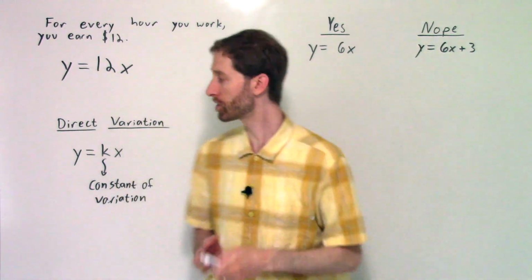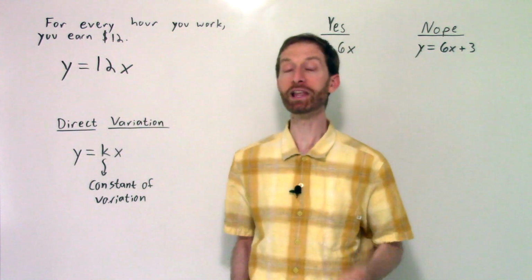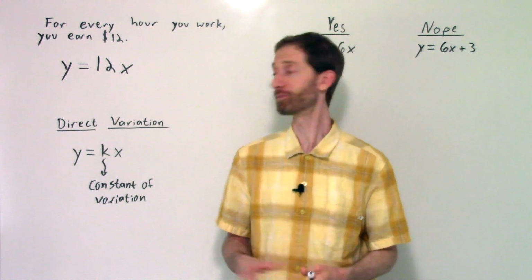So again, direct variation, Y equals K times X. Sweet. Can't wait to see you in later videos on direct variation where we tackle some very cool exercises involving Y equals K times X.